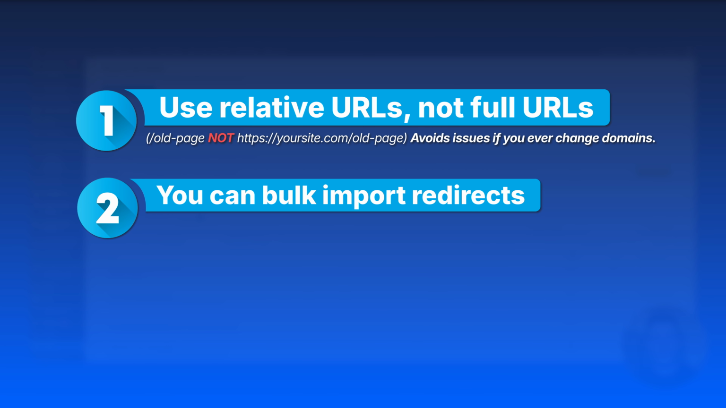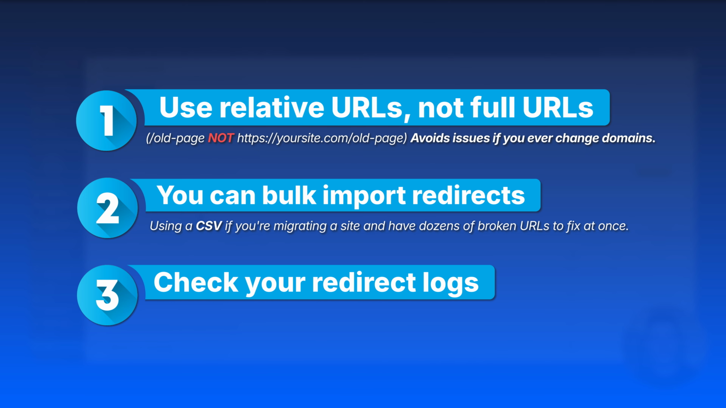Second, if you are migrating a site and have dozens of URLs to redirect, you can bulk import them using a CSV file. The plugin has that built in. That's a whole video on its own, and we'll cover that separately down the road. And third, check your redirect logs. Redirection tracks every hit on your redirect so you can see which old URLs are still getting traffic. Really useful for understanding what's actually being used.